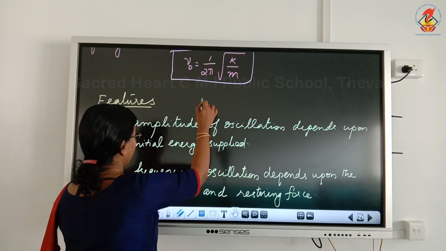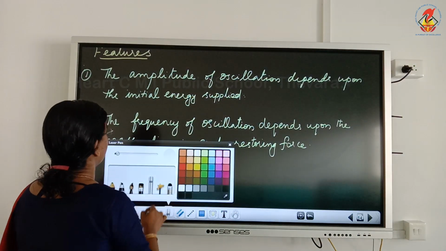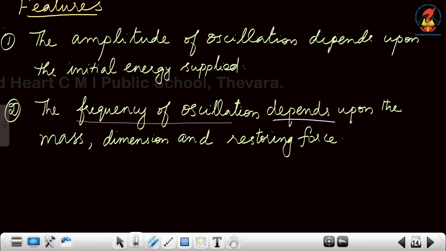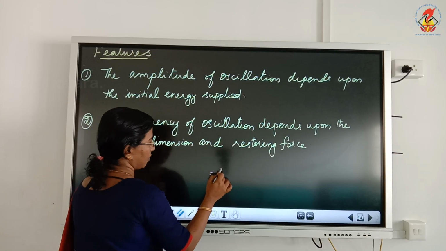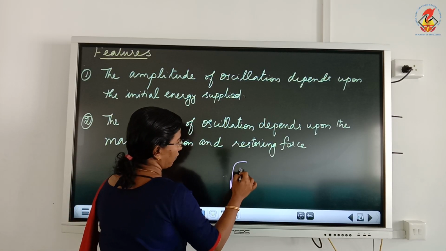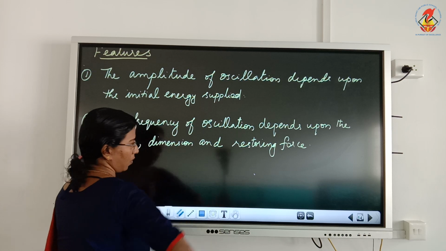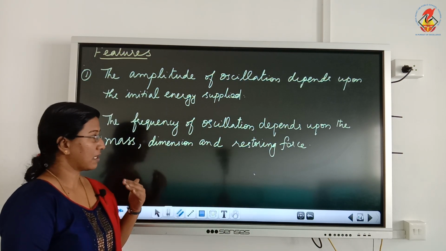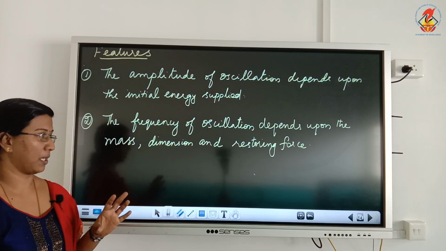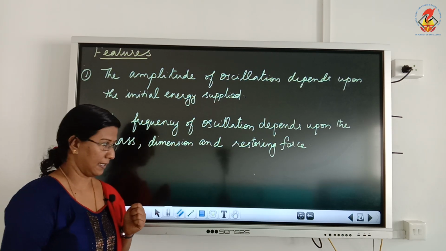Now the second feature is the frequency of oscillation depends upon the mass, dimension and also the restoring force. Mu0 is equal to 1 by 2 pi root of k by m. So, the frequency of oscillation depends upon the mass of the oscillator, the restoring force and also the dimension, shape, size, etc. of the oscillator.